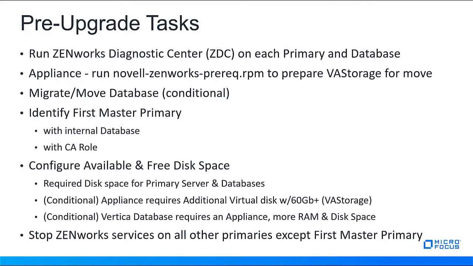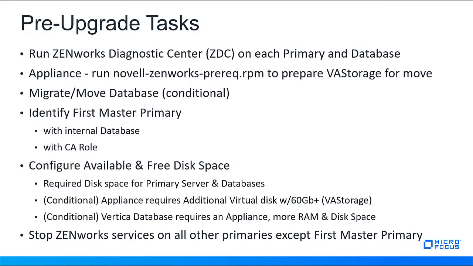Identify the first master primary, either with the internal database or the CA role. You want to configure available and free disk space for primary servers and databases. And then conditional, the appliance requires an additional virtual disk. Should you add one in, it needs an additional disk, at least 60 gigabytes. We refer to it as VA storage if you don't have an appliance. I mention that because if you're going to the Vertica database, you're a larger organization and want that reporting in that detail, the Vertica database requires an appliance, which requires RAM and disk space.